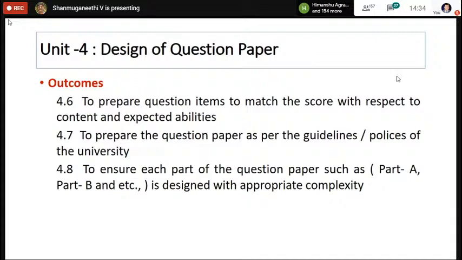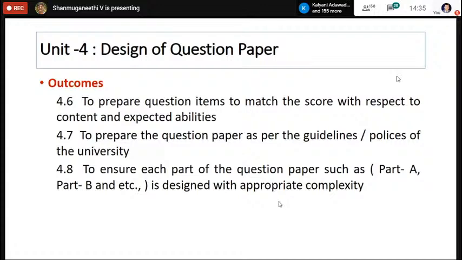Then also ensure that each part of the question paper, such as part A, part B, part C, is designed with appropriate complexity. How do we bring it? Whether this question is appropriate for part A. Actually, when we went to many training programs in engineering colleges, some faculty members asked, sir, in part A one question is a very, very basic definition question, while in the same part A, the 2 mark question is so complex. How can I put a complex question in part A? Is it also possible to put a recall-level question in part A?